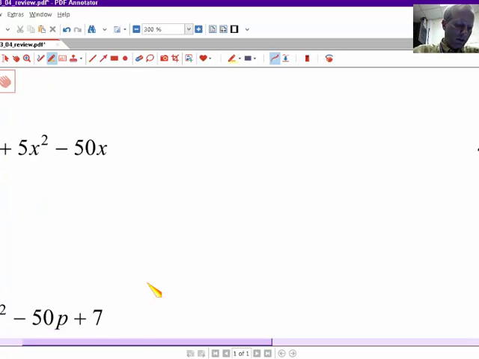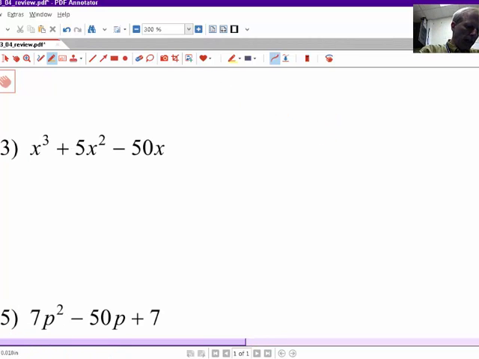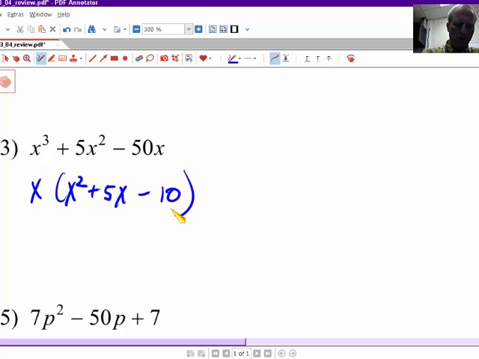Alright, moving on. Okay, in this one I can also see that there is a common factor of x, so I'm going to factor that out. And now I need two numbers that multiply to be negative 10 and add up to positive 5. And I don't know that there are any. Let's see, 2 and 5, no. 1 and 10, no. So it looks like this is about as far as you can go with factoring.